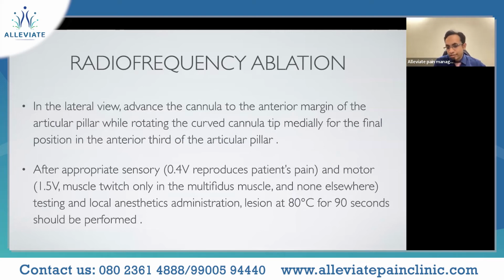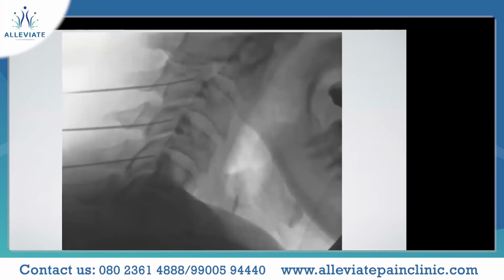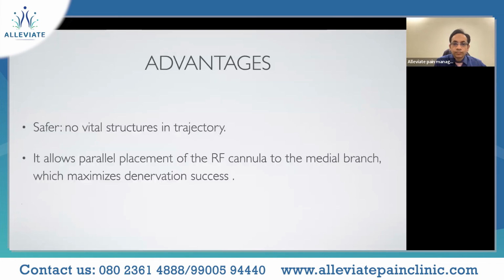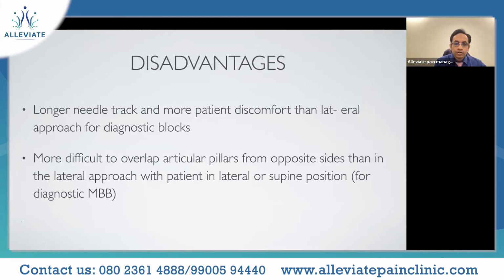Once you've reached the exact spot, remember to do the stimulation, sensory and motor. Once you've got adequate stimulations, you're going to lesion at 80 degrees Celsius for 90 seconds. Here you can see we are doing the RF ablation. Advantages, it's safe, no vital structures in trajectory, allows parallel placement of the RF cannula to the medial branch. Disadvantages, longer needle track, more patient discomfort than the lateral approach, and it's more difficult to overlap articular pillars from opposite sides than in the lateral approach.